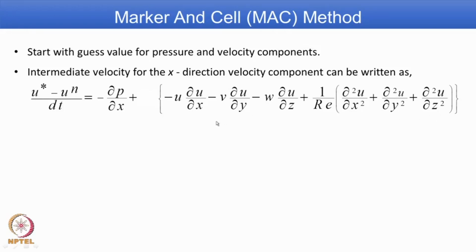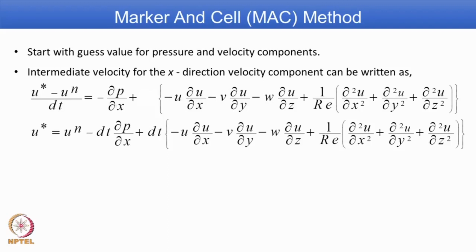Finally, we get this discretized equation. So, if you solve this equation, then you get u star. We name it u star because it is an intermediate velocity. The intermediate velocity may not satisfy the continuity equation. So, if you rewrite this equation, take dt to the other side, u n is also known and that is also taken to the other side, and this is the equation for u star.